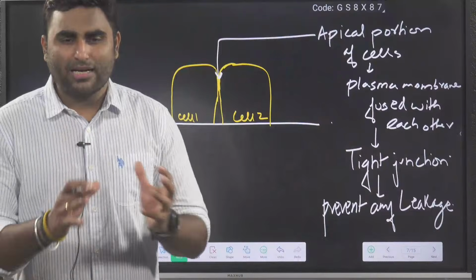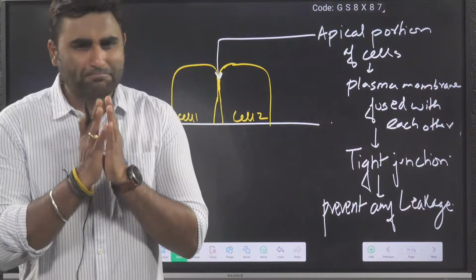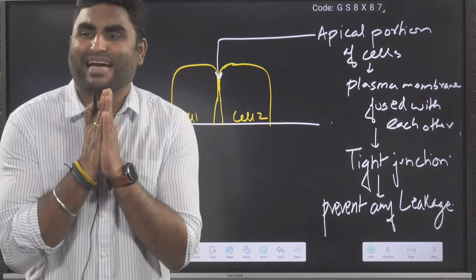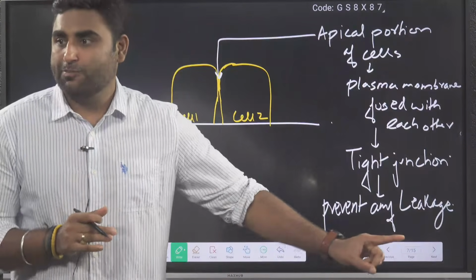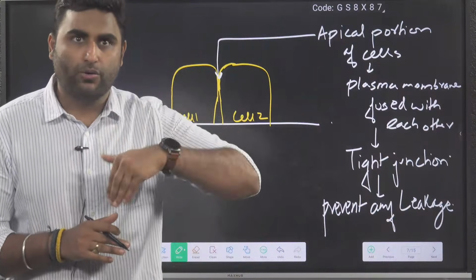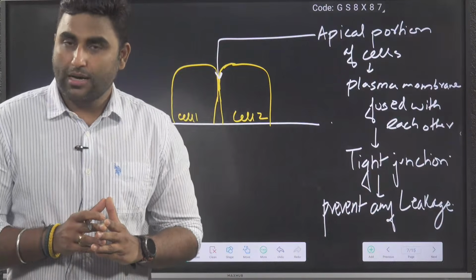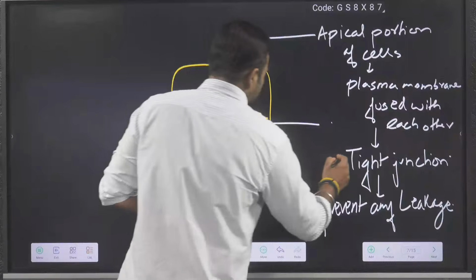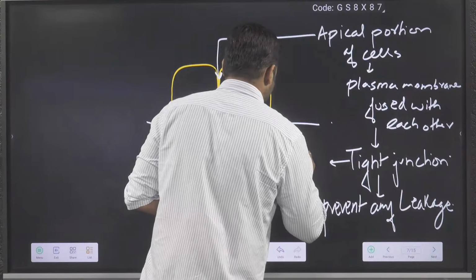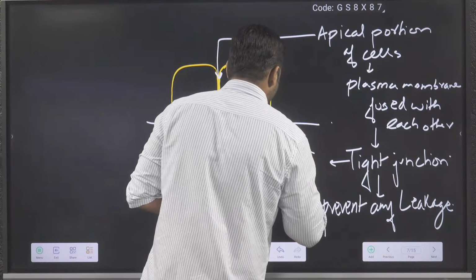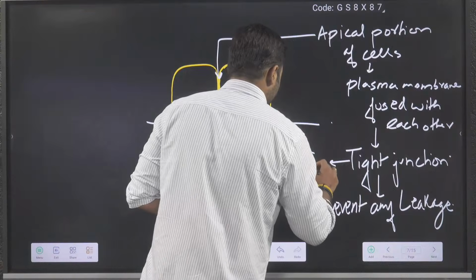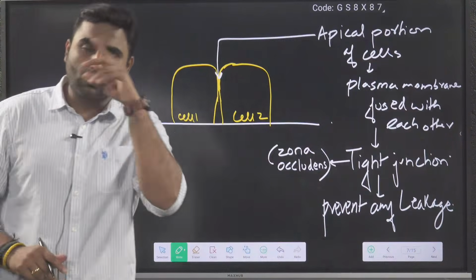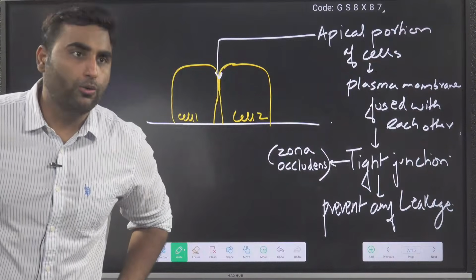There are some occludin and claudin proteins which are holding the plasma membranes tightly with each other, preventing any leakage. Nothing will go in, nothing will go out. Am I clear? One more name is there for the tight junction. It can also be called zona occludens.